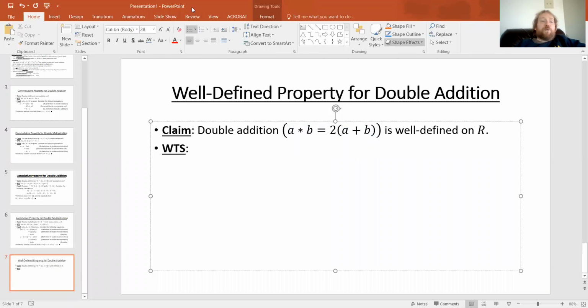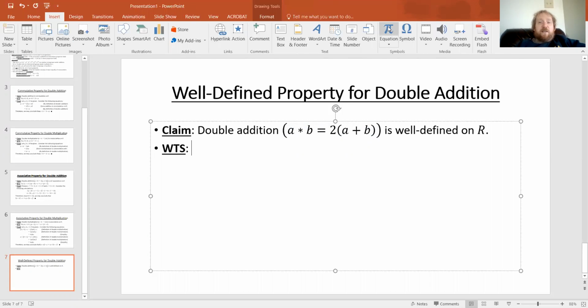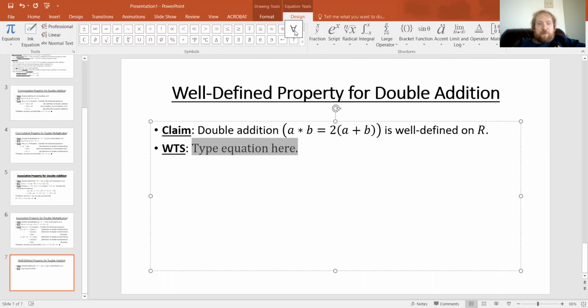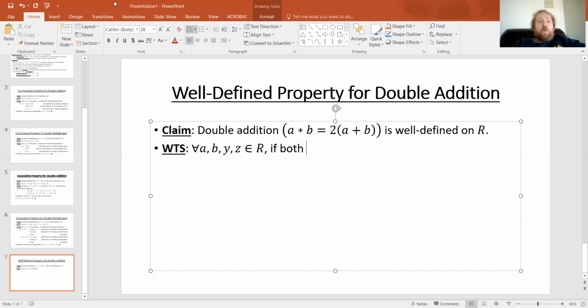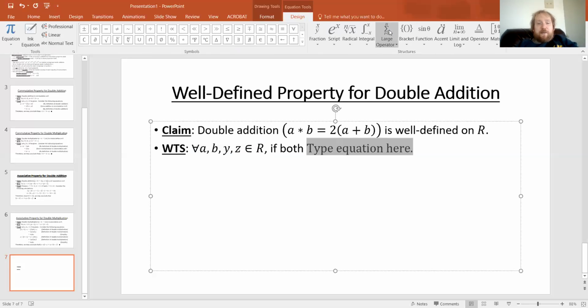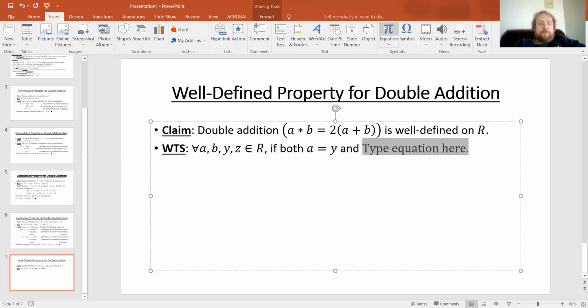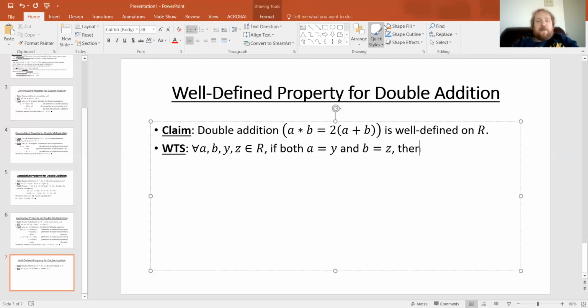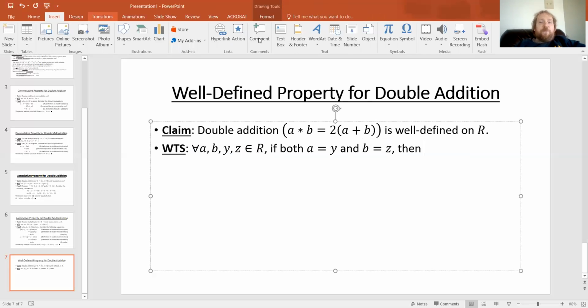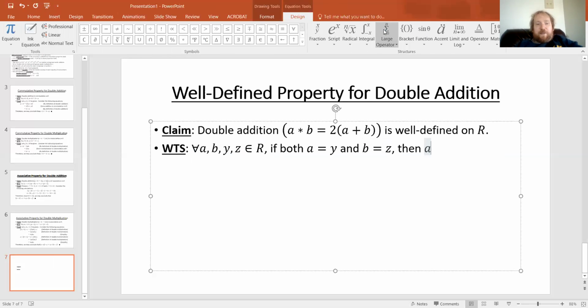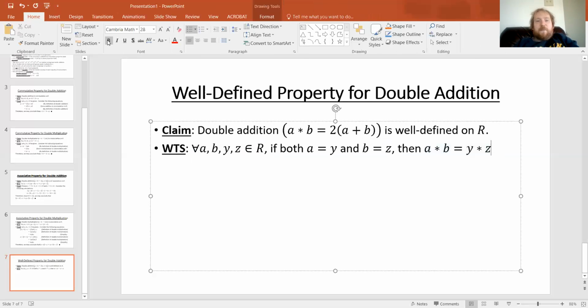So we want to prove for all A, B, Y, Z in the set of real numbers, if both A equals Y and B equals Z, then A star B equals Y star Z.